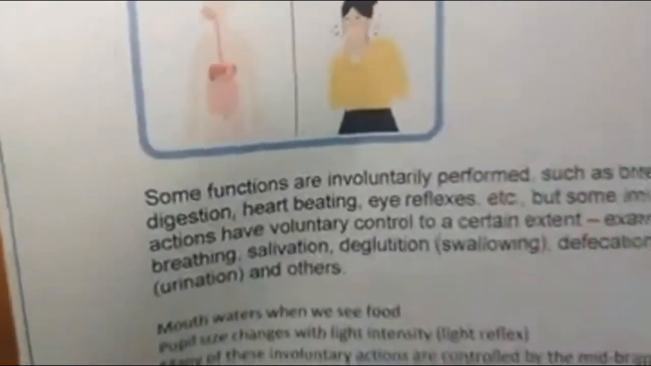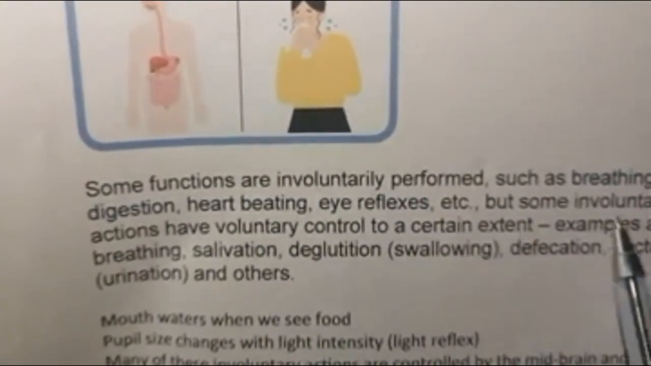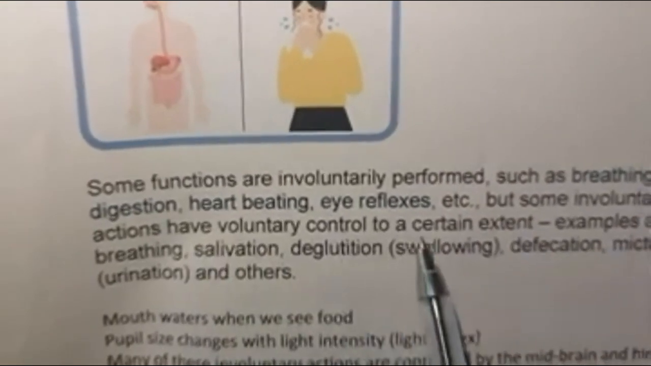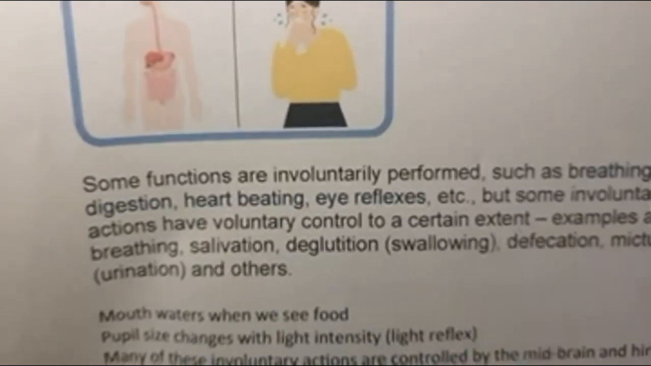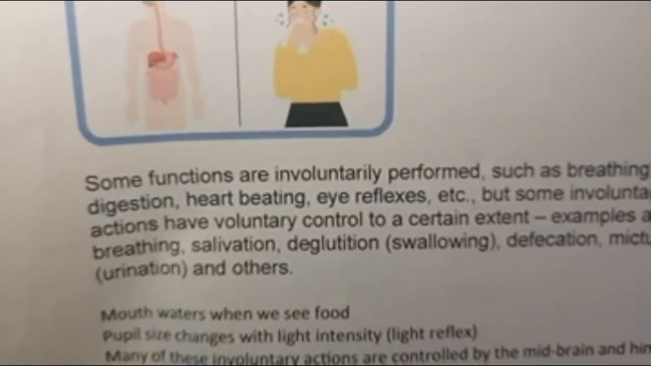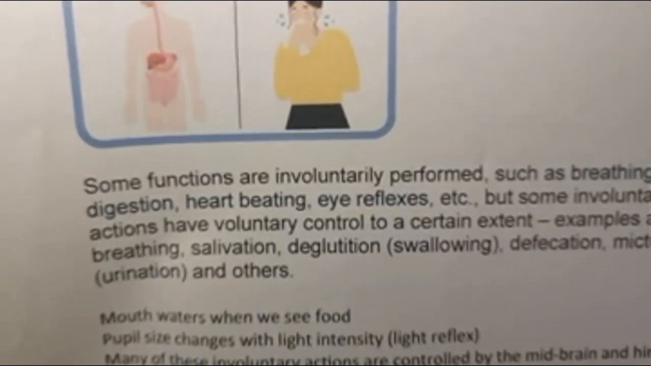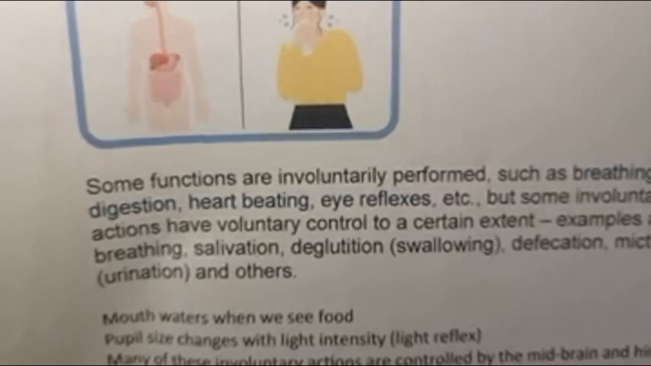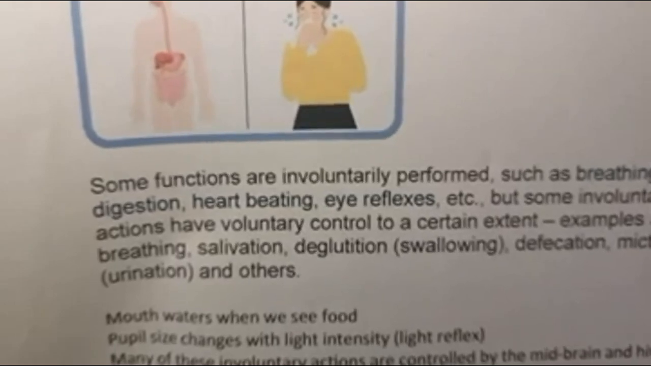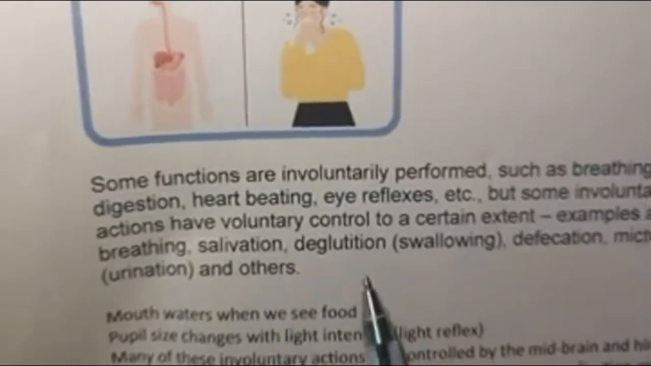Some functions are performed such as breathing, digestion, heart beating, eye reflexes, but some involuntary actions have voluntary control to a certain extent. Okay, examples are breathing. You can control your breathing a little bit. Salivation, you can control your salivation by different movements inside the mouth, or by swallowing your saliva, or putting some kind of food, or seeing the food. You can control salivation.